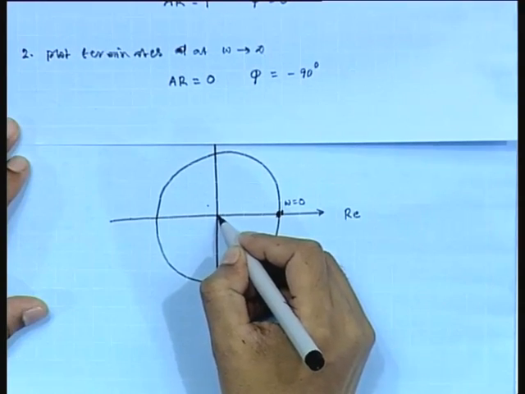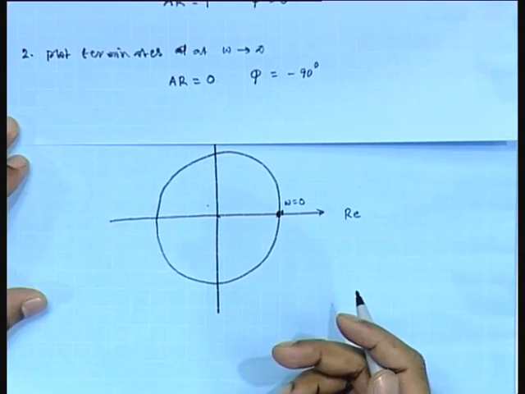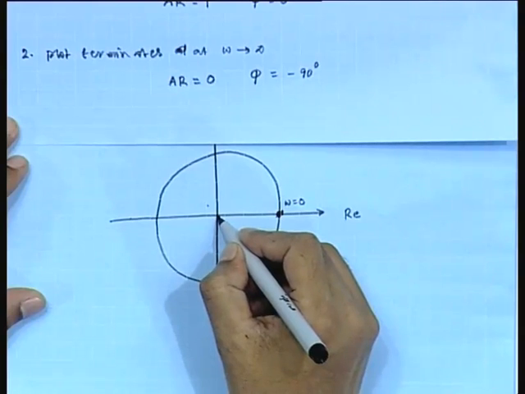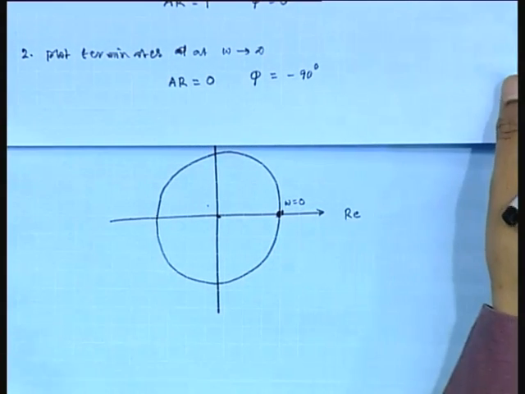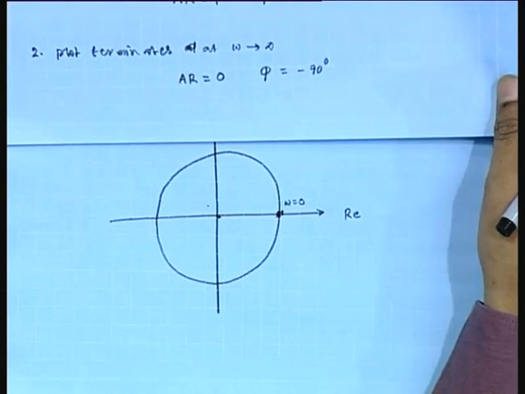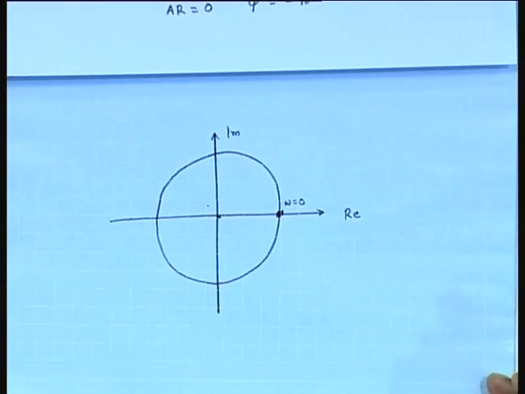So, can we locate the end point? End point is this one. Here phi is equal to minus 90 and amplitude ratio 0. So, this is the end point. Next, we need to consider the intermediate points to draw this polar plot.